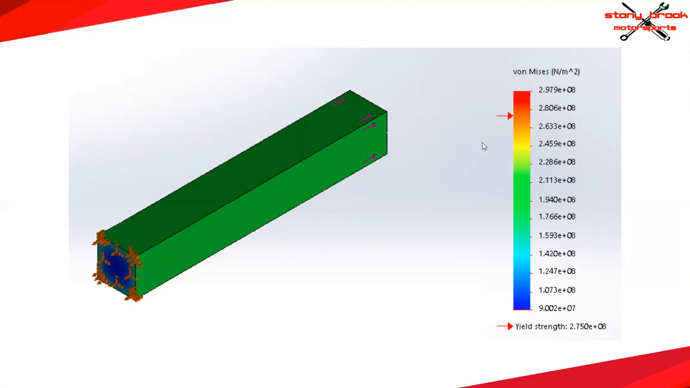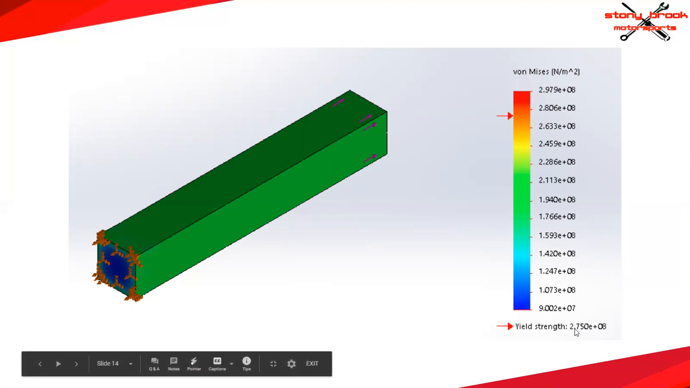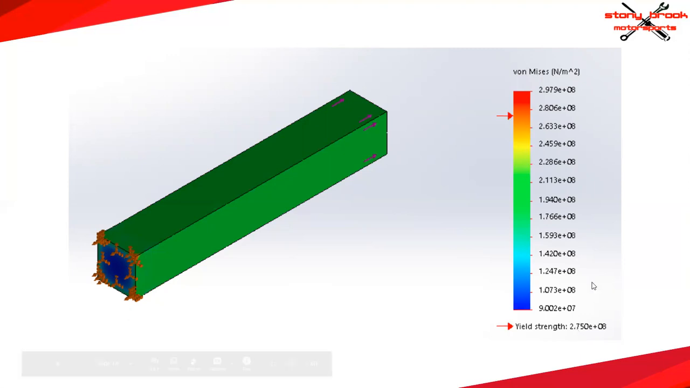Everything is green and it's below this little red arrow, which indicates at what point the failure is, or the yield strength is. So in this case, it's 2.75 times 10 to the 8th pascals.